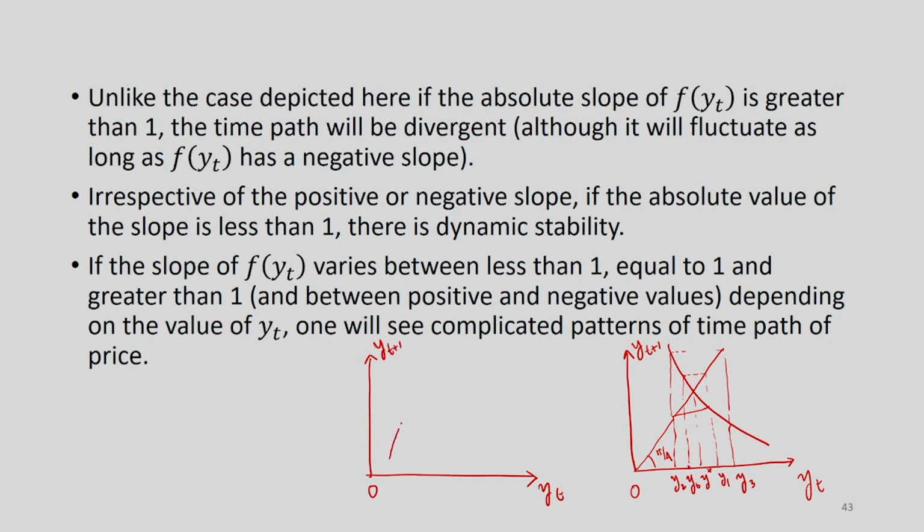Suppose you have something like this. So, you can see first we are starting from a very steep line, but then it is flattening out, and again it is getting quite steep, right, at this stage. So, here the slope is varying between less than 1, equal to 1, greater than 1, etc., right. In this case, like an S kind of function, you can have a very complicated pattern of price over time.